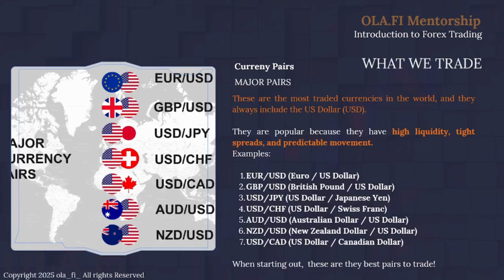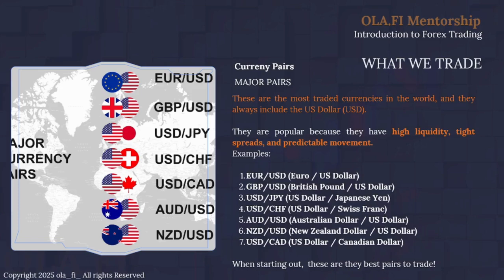So major pairs, these are the most traded currency pairs in the world, and they always include the dollar. Major pairs are currencies of major economies paired with the dollar. So major pairs are the pairs of the big economies in the world and the dollar. So we have Euro USD, which is the Eurozone currency, Pound USD, Japanese yen, the Swiss franc, AUD USD, NZD USD, and USD CAD. Those are the seven major pairs.